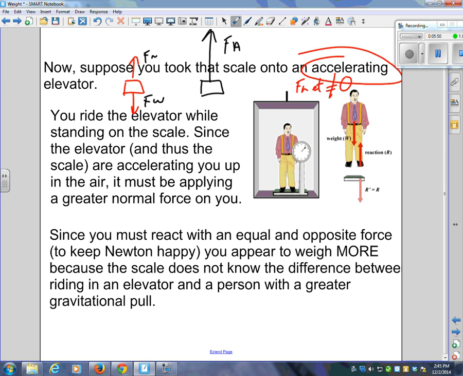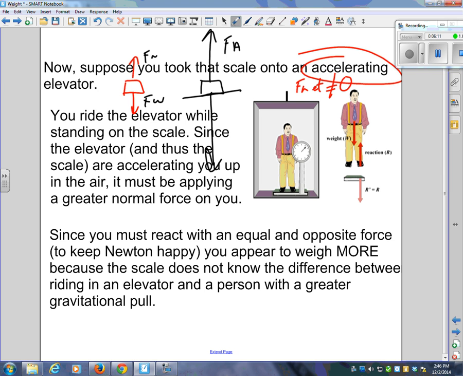So your apparent weight force, like the scale is there, right? You're accelerating up, so you push down more on the scale. Equal and opposite. But I thought you have to have more net force.